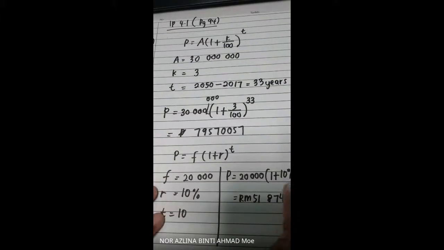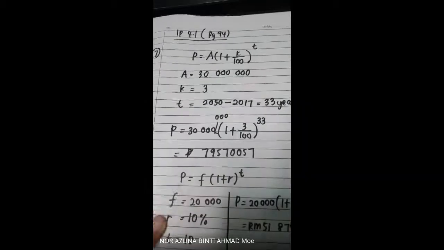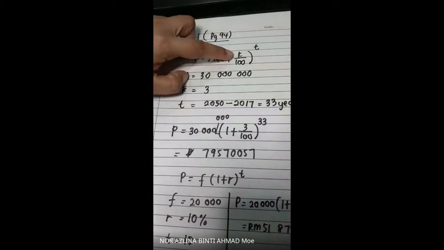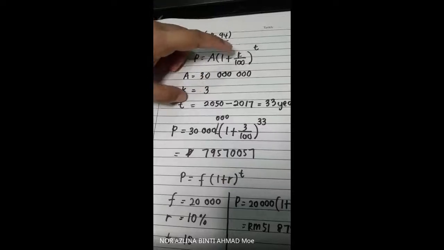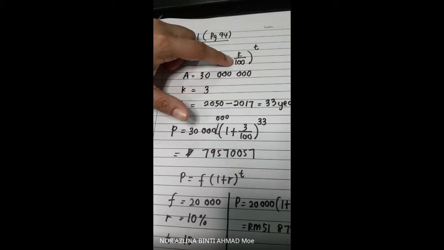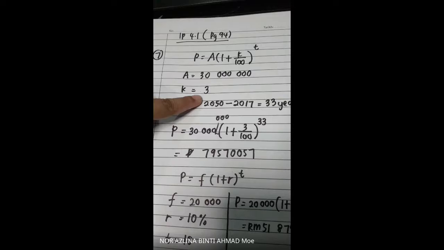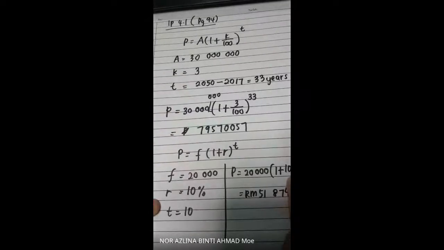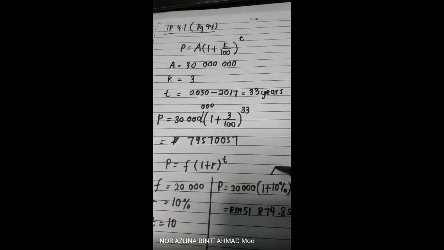Okay, why here do we need to write over 100? We need to write in percent. Here, no need to write in percent, because in this formula, it is already written over 100. So you just take the number only. Here, there is no over 100, so you need to write 10 over 100 or 10%. 10% is 10 over 100.